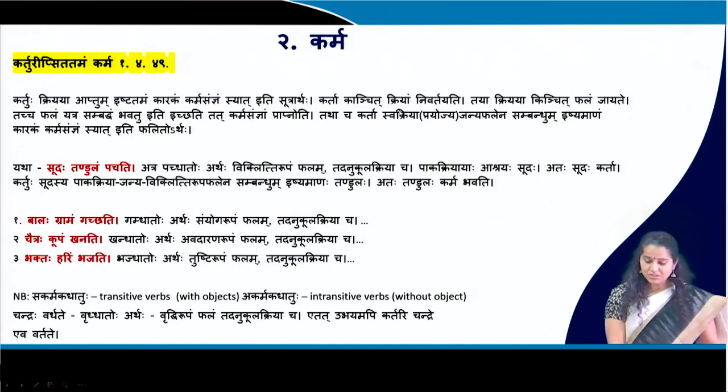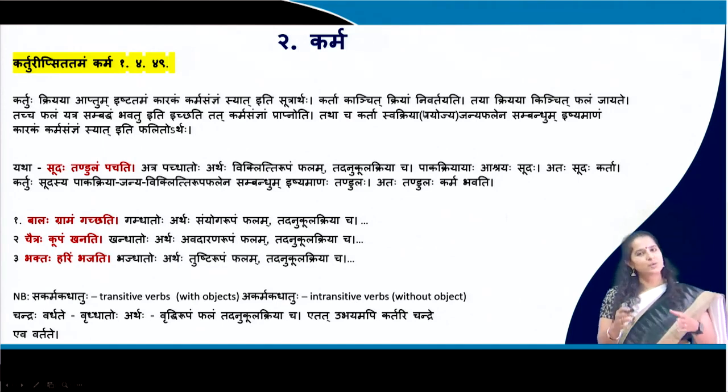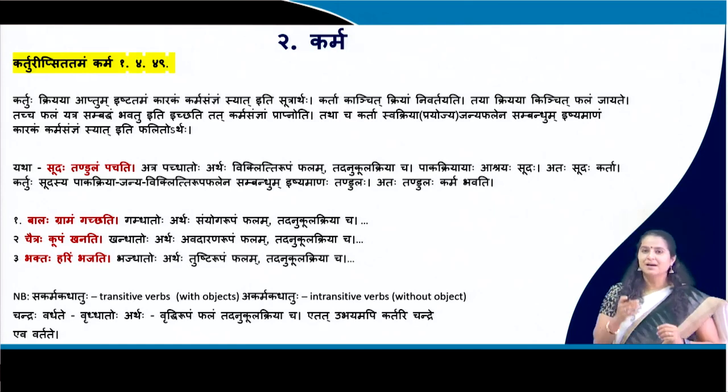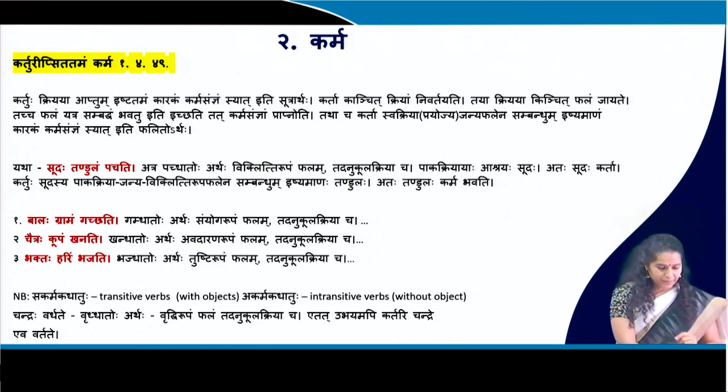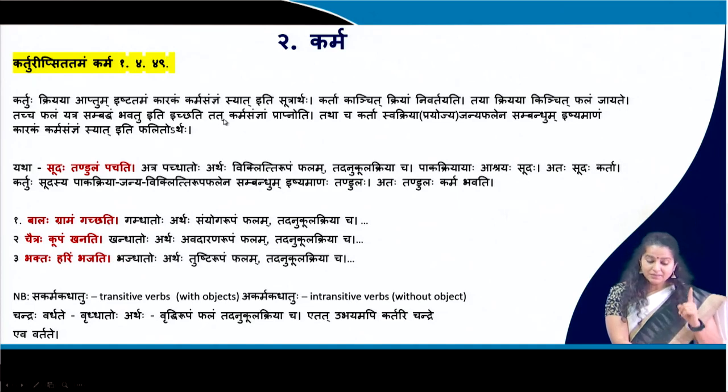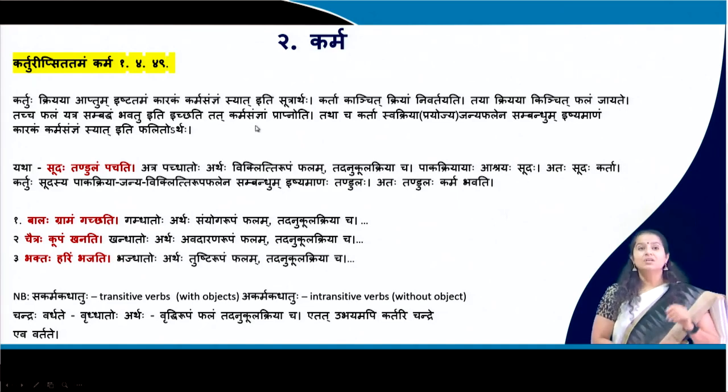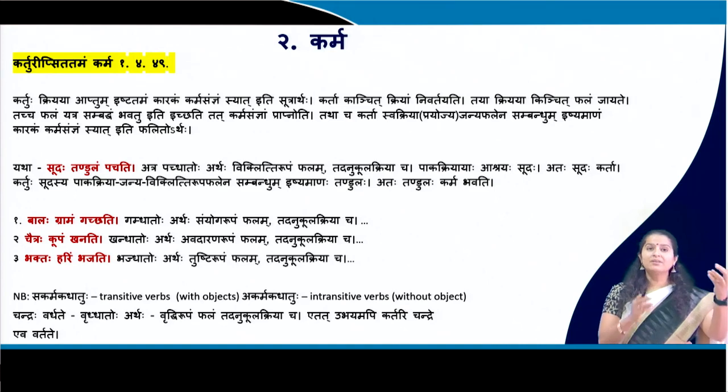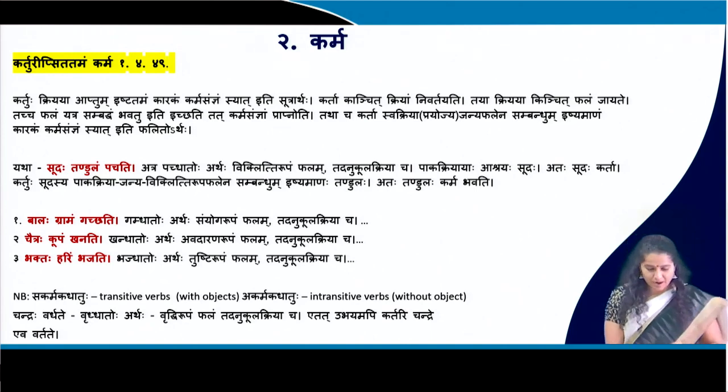Karta kanchit kriyam nivartayati. The actor is doing some action, and you remember every dhatu had the phalam and the vyapara part of it. So there's a fruit as well as the process part of it. Taya kriyaya kinchit phalam jayate. By that action some fruit is got. Tatcha phalam yatra sambaddham bhavatu iti ichhati tat karma sanjnyam prapnoti. So whatever that fruit gets attached to is attributed the karma sanjna.